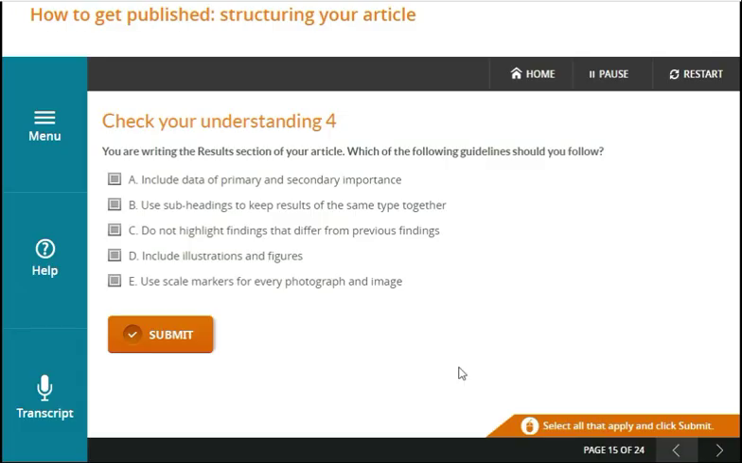You are writing the results section of your article. Which of the following guidelines should you follow?